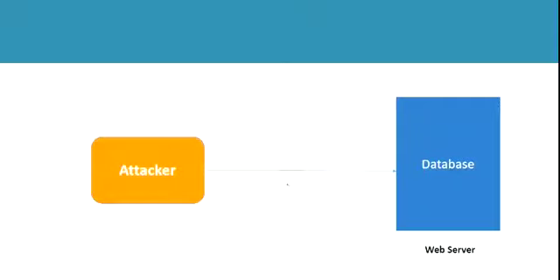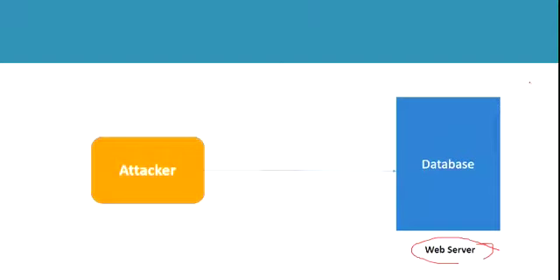We have an attacker and we have a database, and the database is obviously inside the web server. So the web server contains the database, alright? So if you want to attack a website, you are at the front end of the website and you need to enter some queries so that you can connect with the backend, which is the backend of the server, or you can say database. So these queries are called SQL queries. SQL is called structured query language, and this language is used to communicate from the front end to the backend.